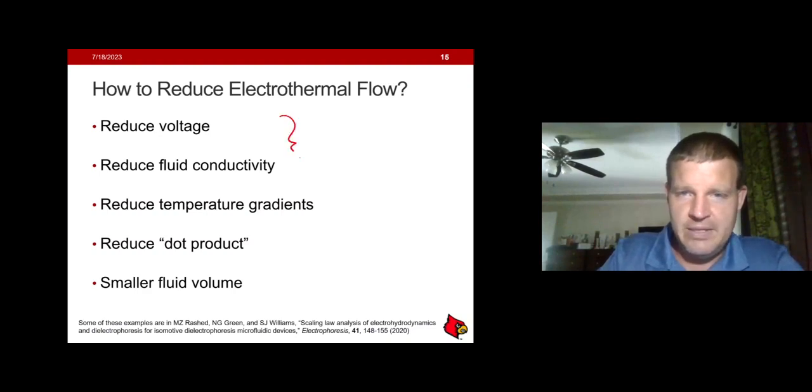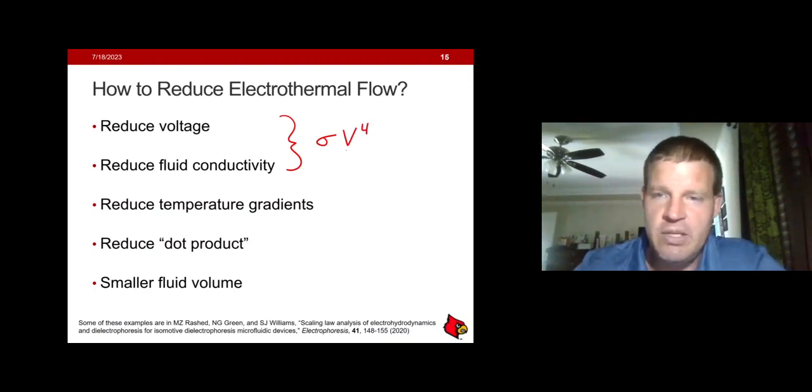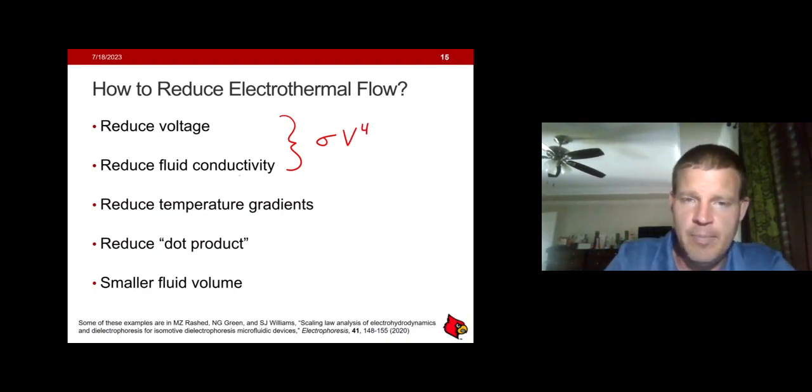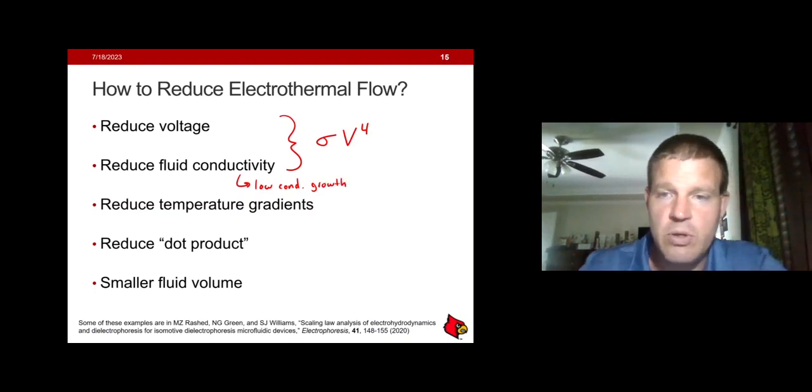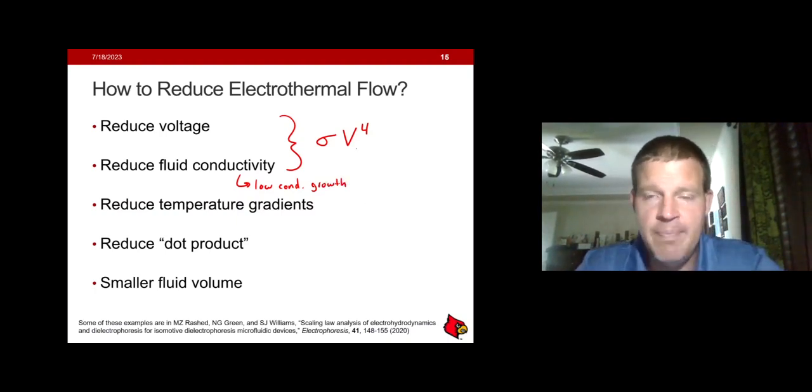Now, the easiest one is, well, okay, change your voltage and change your fluid conductivity. The fluid conductivity might be easy. They do make low conductivity growth media if you are using biological samples. You can do that. But then also reducing voltage. You might say, well, of course, I can reduce voltage. But think about it. It's to the 4th power. So even if you reduce it just a little bit, that may help you.